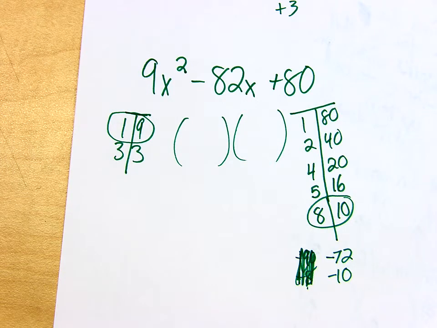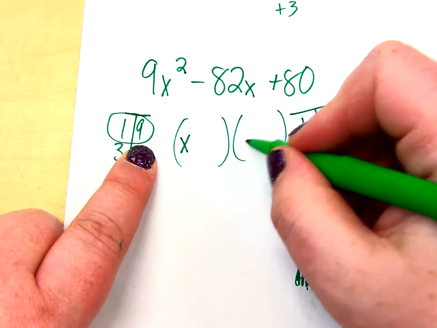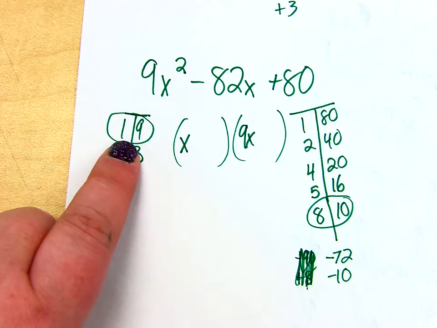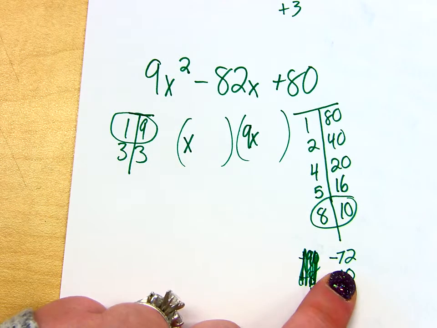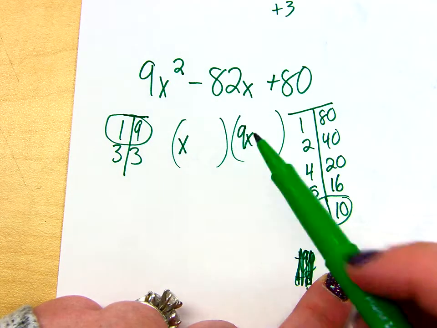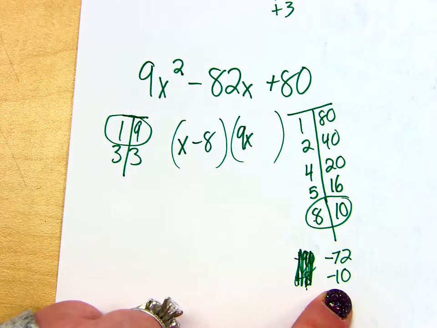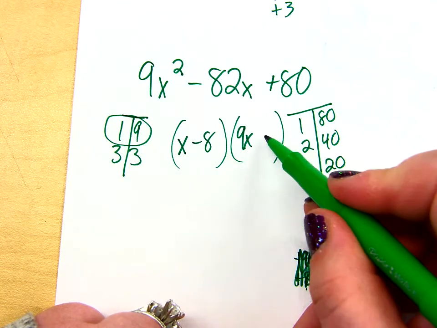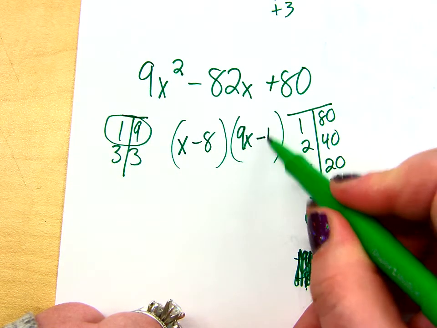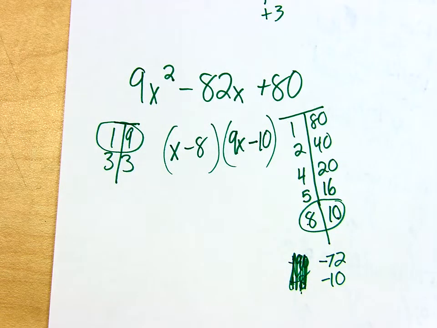Okay, did you put them in correctly? So, the first 2 always go in the first spots: x and 9x. Now, I want to get to a negative 72, so what goes here? Minus 8. I also want to get to a negative 10. I have the 10 to place, so what goes here? Minus 10. Yep. If you FOIL that back together, we will get right back to our original. And we're so happy.